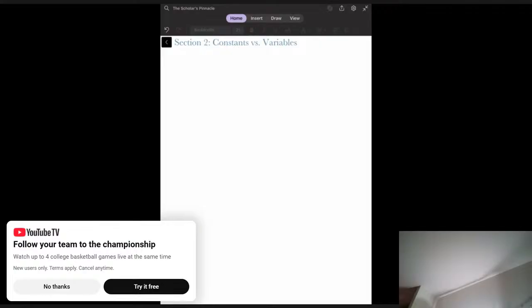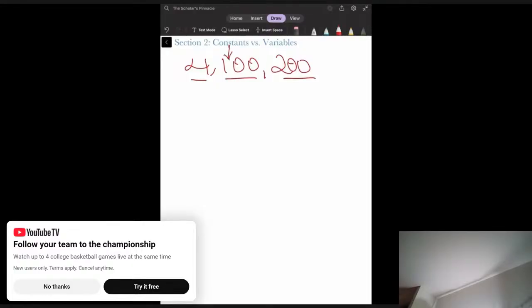Section 2, constants versus variables. What are these? A constant is a fixed value. For example, 4, 100, 2000. These are constants. They do not change unless you apply something to them to change. However, a variable in this case can change.